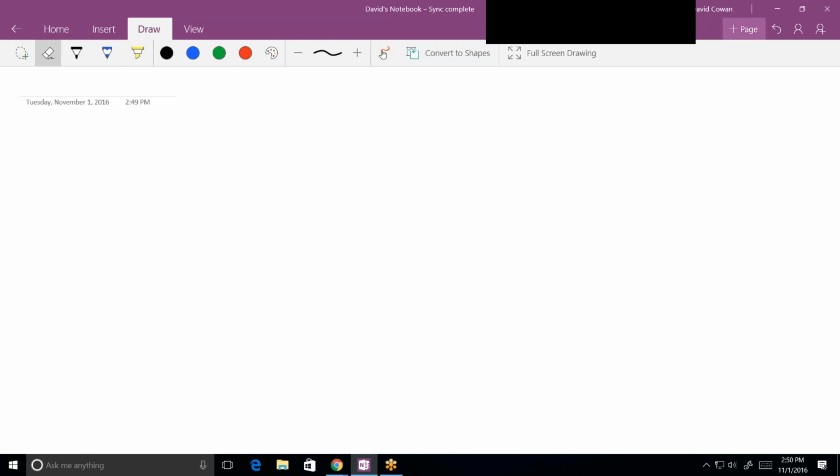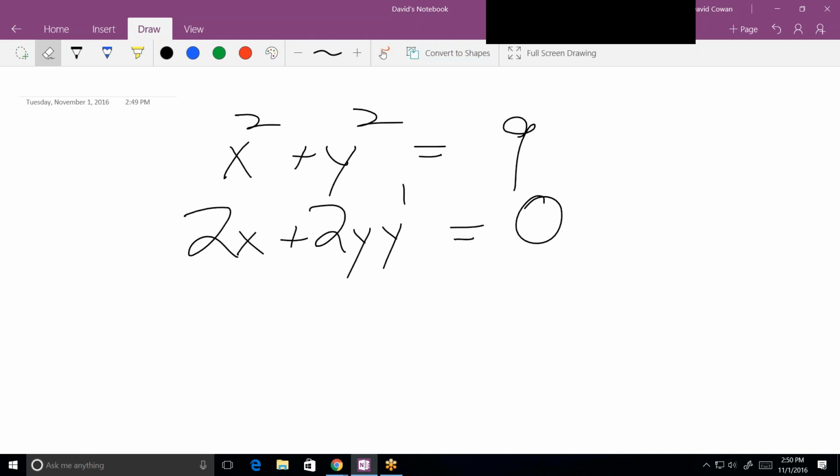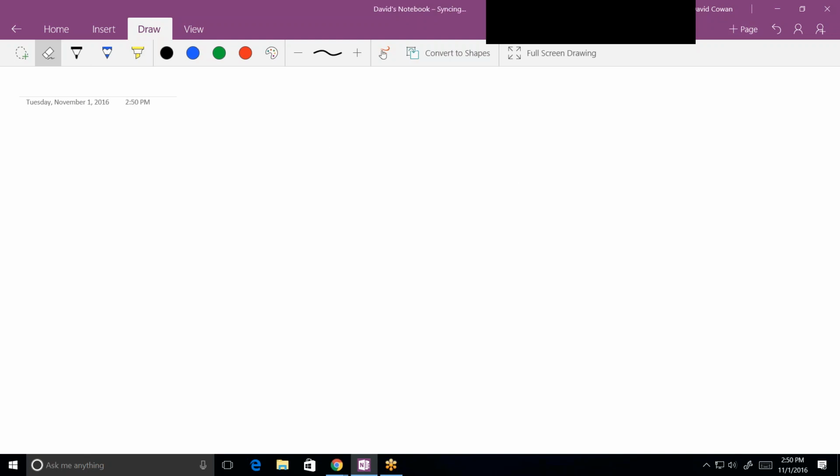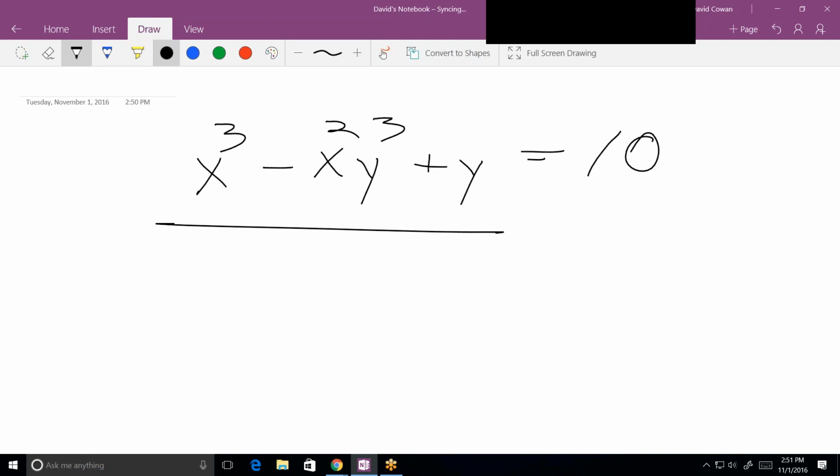If we go back to the problem we were just looking at, I'm not going to be able to do that. If we go back to a problem like x cubed minus x squared y cubed plus y equals 10, I can't solve that for y. I don't have any algebra that allows me to solve that for y. And there's lots of functions like that.